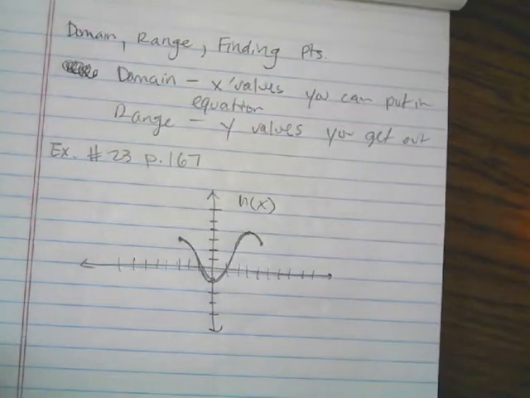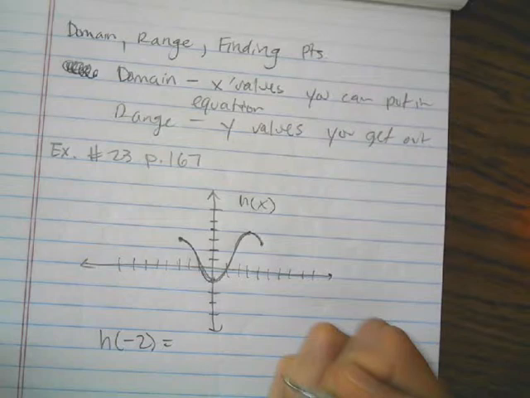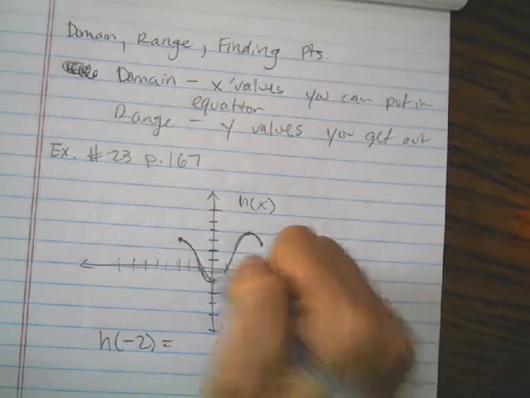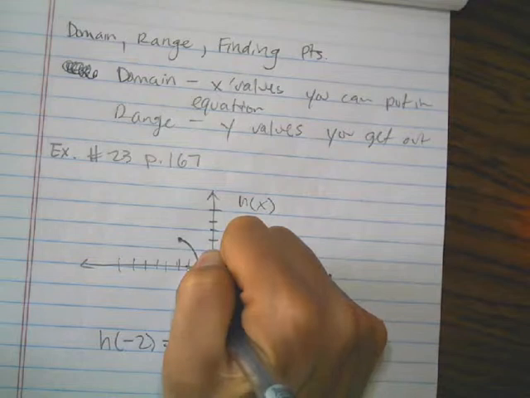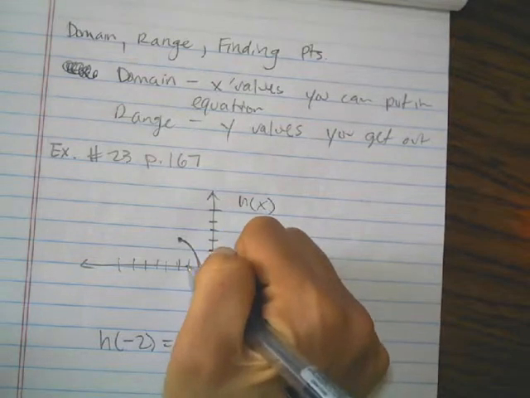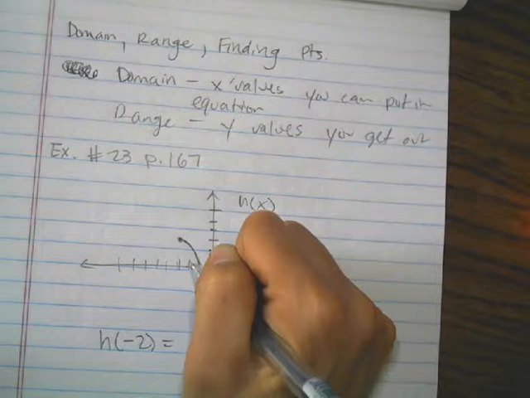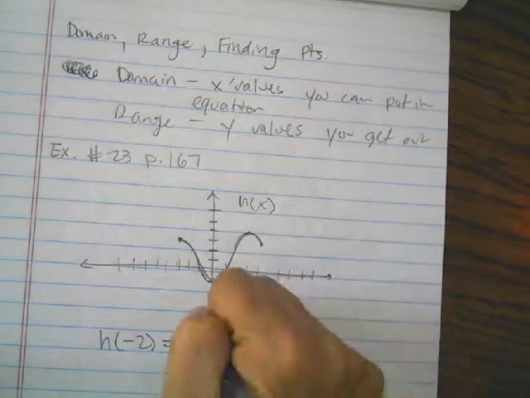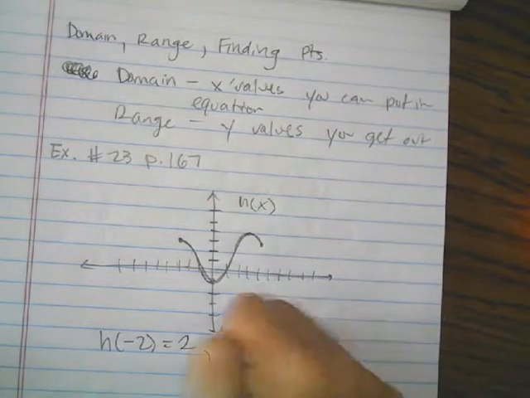First it says, okay, what's h of negative 2? How do you find h of negative 2? Are you looking for an x value or a y value? Y. You're looking for a y value. What is the x value here? The x value is negative 2. So you go out to the x value, negative 2, and you go up to where the y value would be. And that would be approximately, in this example, 2. So h of negative 2 is 2.